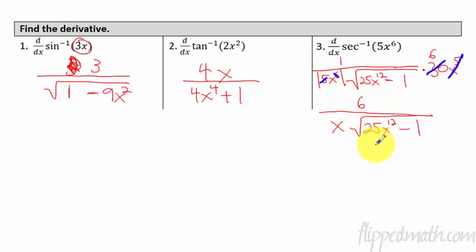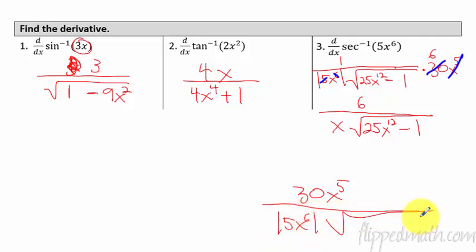Here's what I would do to think about this. In the original here, you would have had 30x to the 5th on top, and on bottom you would have had the absolute value of 5x to the 6th, with a square root of blah, blah, blah. Okay, so here's what you think about.